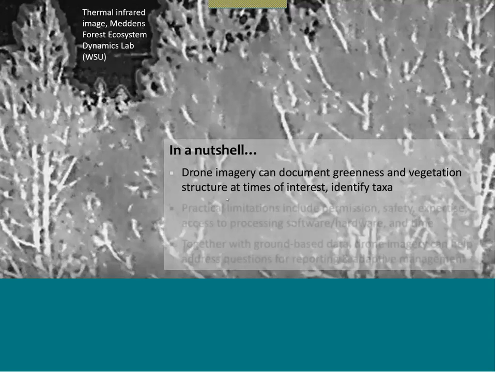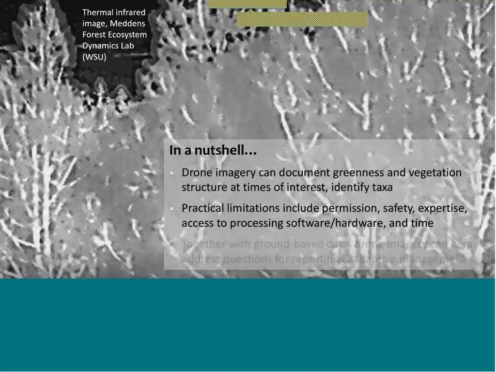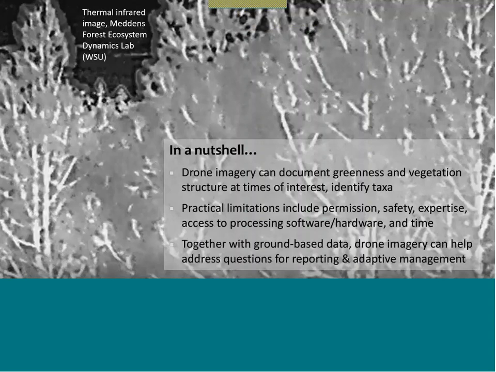But in a nutshell, we showed that we can use drone imagery in our part of the world to document greenness and vegetation structure at the times of interest for riparian areas around here, and identify different plant taxa within those areas. Some of the practical limitations, as I was just mentioning, include permission to fly, the safety, the expertise, access to all the different processing software and hardware, and simply the time and capacity for dealing with all that.